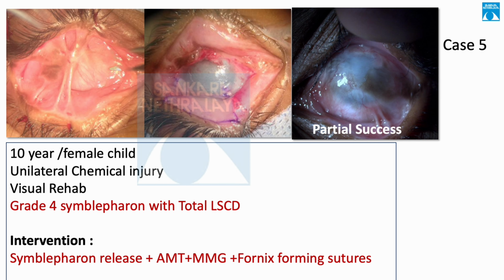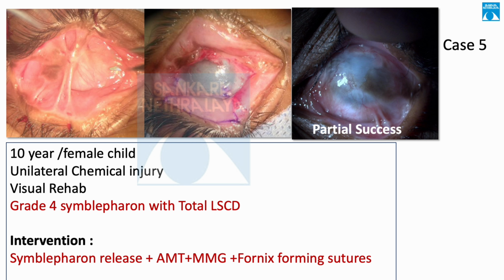Now, a case of a 10-year-old female child following a unilateral chemical injury who had a grade 4 symblepharon with a total limbal stem cell deficiency and was keen for visual rehab. We went ahead with fornix reconstruction, released the symblepharon, placed the mucous membrane graft on both the upper lid and the lower lid, and an amniotic membrane transplant on the entire bulbar surface, along with fornix forming sutures.